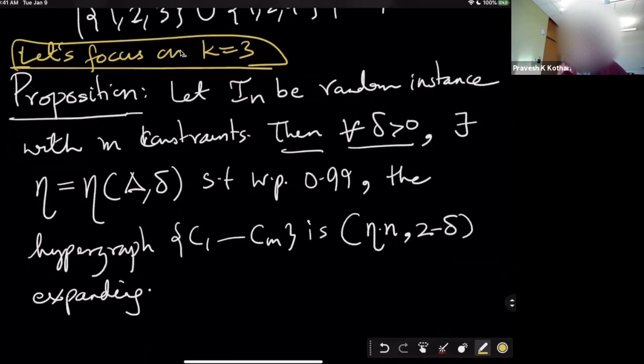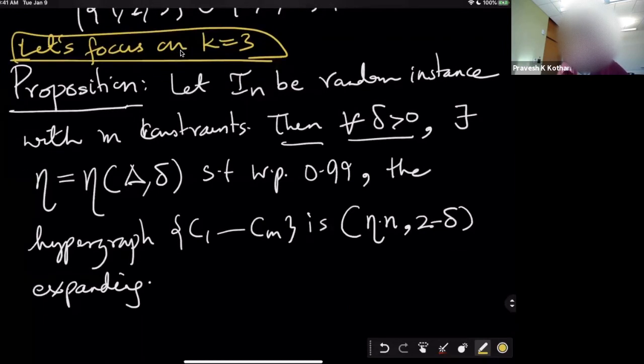So what they're saying is that if I take a random 3-uniform hypergraph corresponding to the instance I_n that we cooked up, as long as it has some delta n constraints, there is some eta that depends on this density of the constraints in my hypergraph and the small delta which appears here, such that for this fixed constant eta, if I take any collection of at most eta times n constraints, then their union contains 2 minus delta variables on an average per constraint.